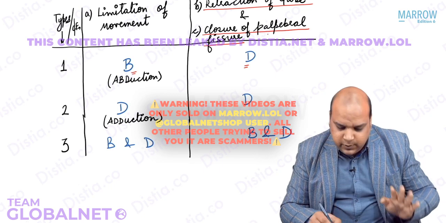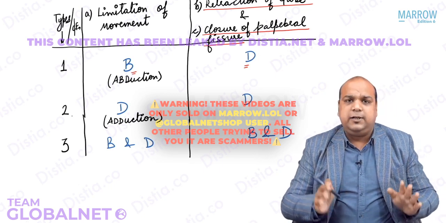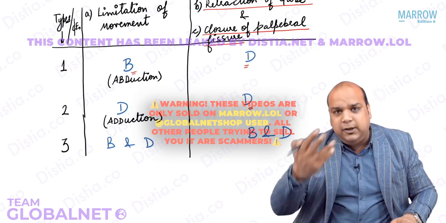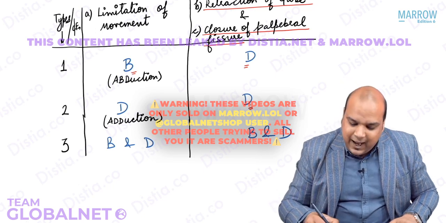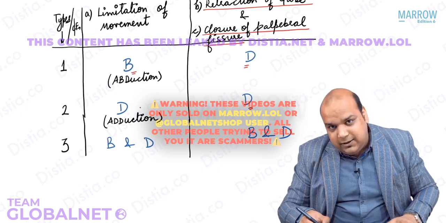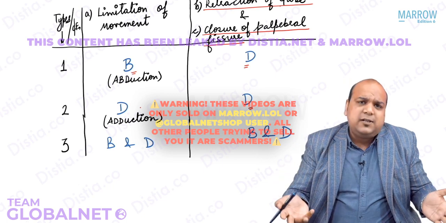Okay, everybody? In type 2, we are saying limitation of adduction. Adduction is not able to occur. And whenever the patient is trying to adduct, I can try. You can't stop me from trying. Whenever the patient is trying to adduct, adduction is limited, and during that trying of adduction, retraction of the globe and closure of palpebral fissure is seen.